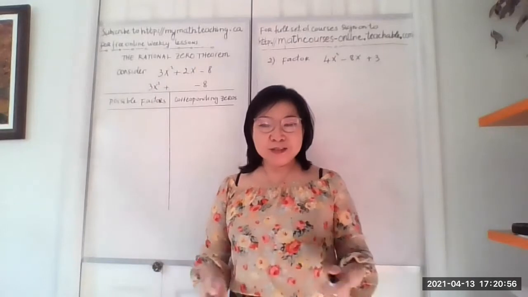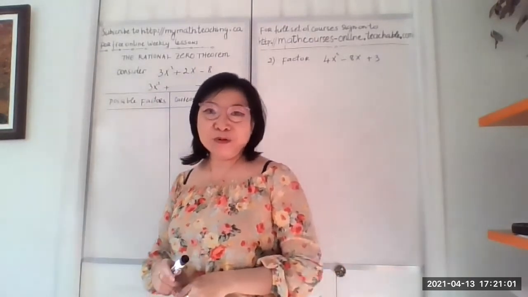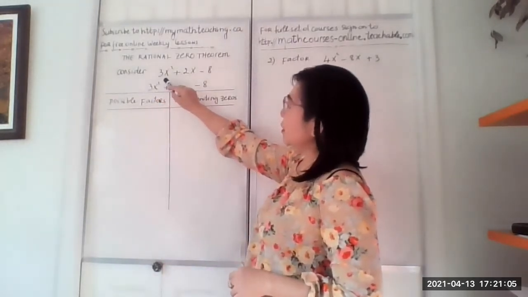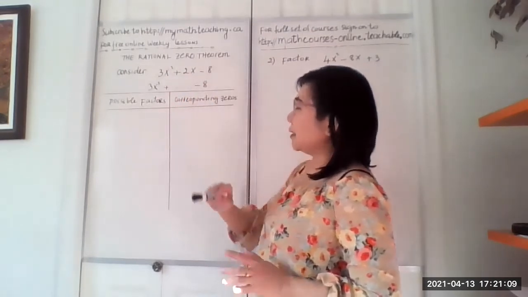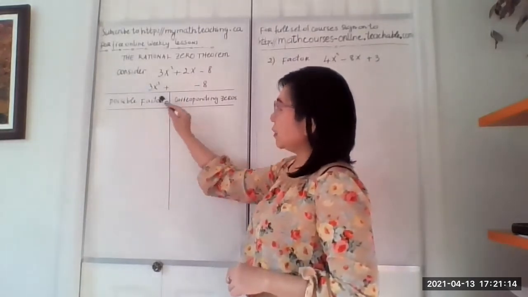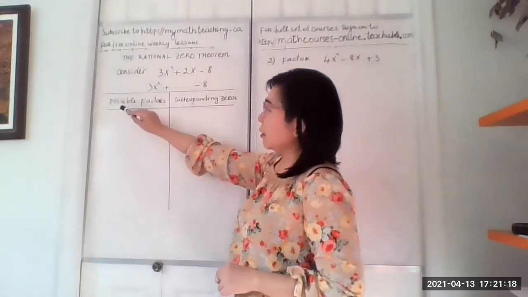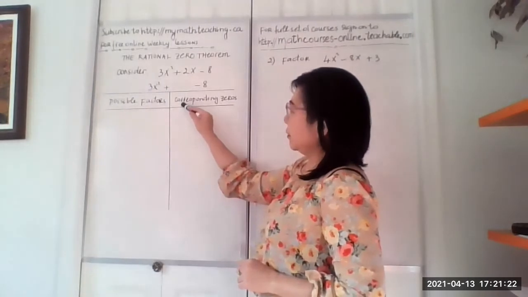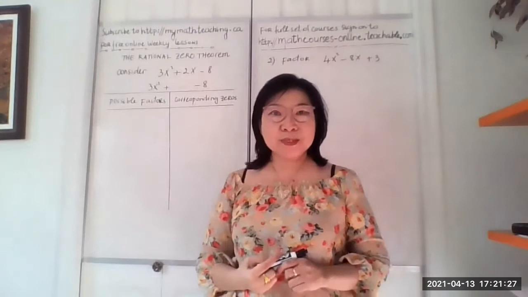So what is the rational zero theorem? Let's look at the example on the board. We will consider this expression, 3x squared plus 2x minus 8. I have a table on the board here. One column is about possible factors, and the second column is corresponding zeros.